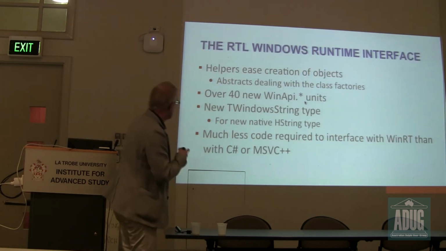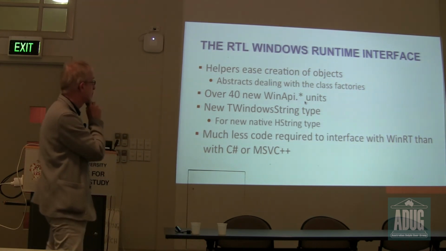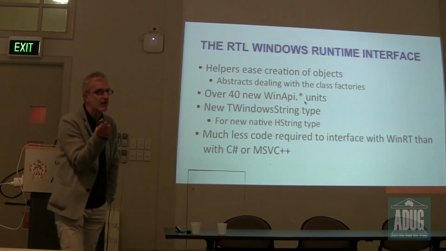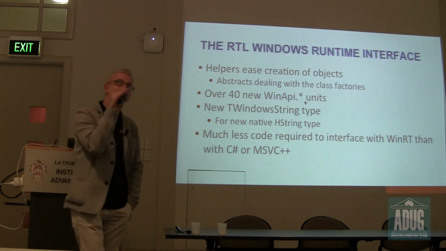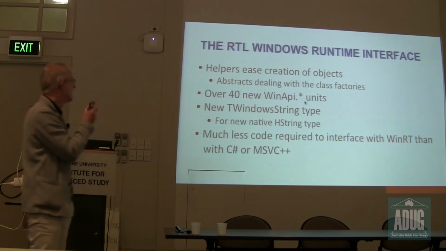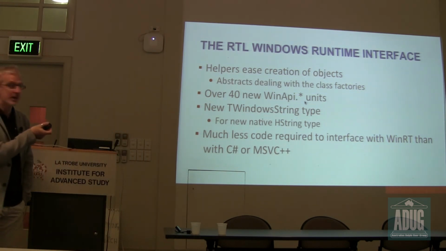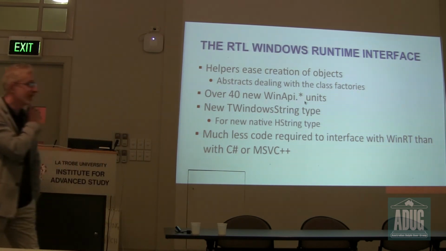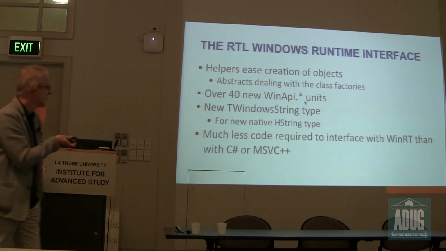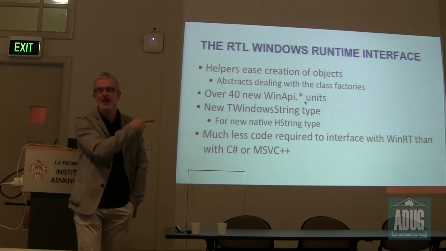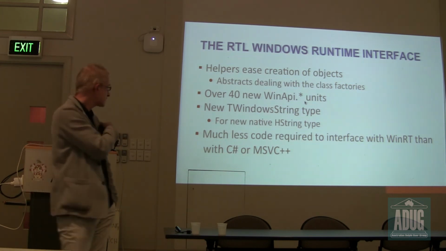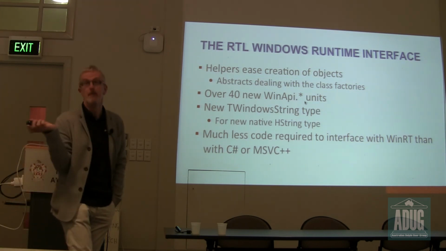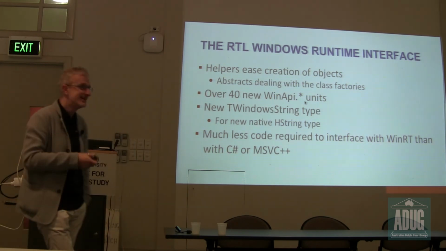We have helpers to simplify the creation of objects. We don't have the entire WinRT APIs. We're still a little behind, but we're going to get there. But we still have over 40 WinAPI units. This is the type used for strings, the Windows string, for the lack of a better name. Technically, it's called HSTRING at the Windows level. And again, the code you need to interface is much smaller than Microsoft Platform's code, which is not bad.